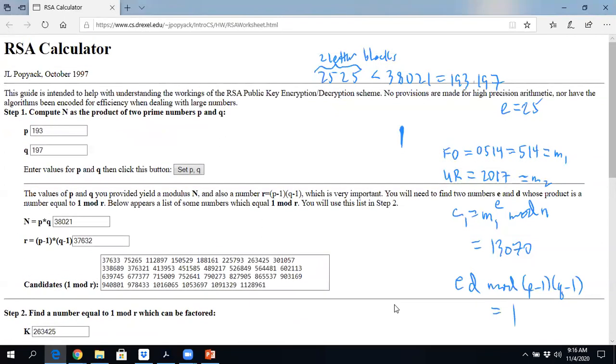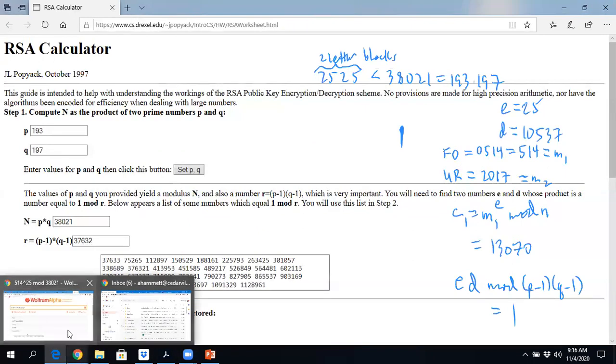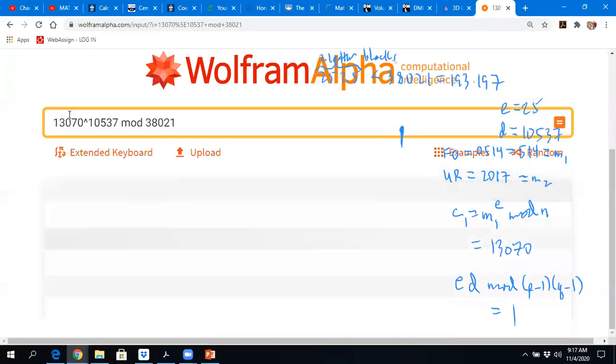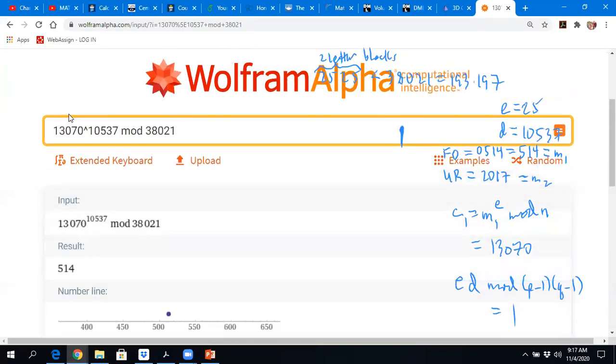So what did we say D was again? We found out that D was, yeah, 10,537, exactly right. So if I go back over here into Wolfram Alpha, I take this number 13070, for instance, and I raise it to the inverse of E modulo P minus 1, Q minus 1, not N. Don't mix N and the other thing together, right? It's important to not mix those up. So it was 10,537. I hit enter. And what do I get? I get 514 right back.